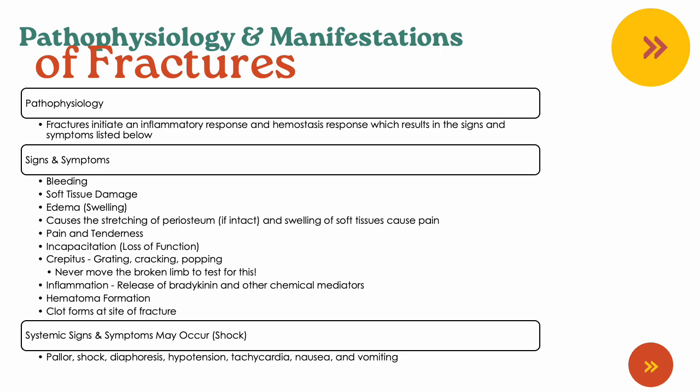You could have a hematoma formation, which is a pocket of blood. Again, we normally refer to this as clots, and they form at the site of fracture. And then you may even see systemic signs and symptoms. The reason why I mention this is because if you have a patient that comes in with a trauma or a motor vehicle accident, sometimes you see multiple fractures and you want to look out for signs of shock. Most times this would be a circulatory shock or a hypovolemic shock because they have lost blood as well. But you'll see paleness or pallor, diaphoresis, hypotension, tachycardia, nausea, and vomiting.